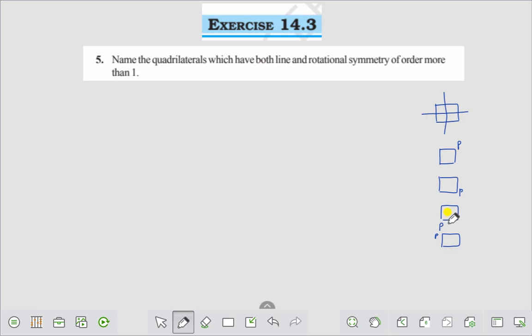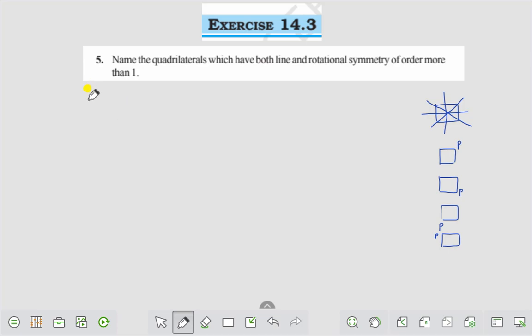4 orders of symmetry in the case of a square. Right? That is in the case of 90 degrees. This P, then this P, and again this one, and again this one. Right? 1, 2, 3, 4. Order of rotation is 4, and here lines of symmetry are 2 in the case of the sides, 2, 3, 4. The diagonals also are lines of symmetry. That is 4 lines of symmetry, right?